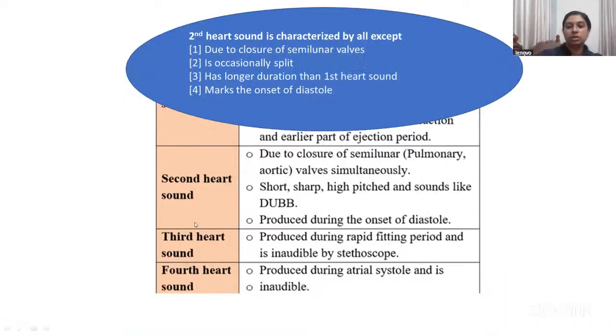Now, another question. The second heart sound is characterized by all except: due to the closure of semilunar valves. Of course, it is due to the closure of semilunar and aortic valves. It's occasionally split. Yes, of course. It has a longer duration? No, it is a short, sharp sound.